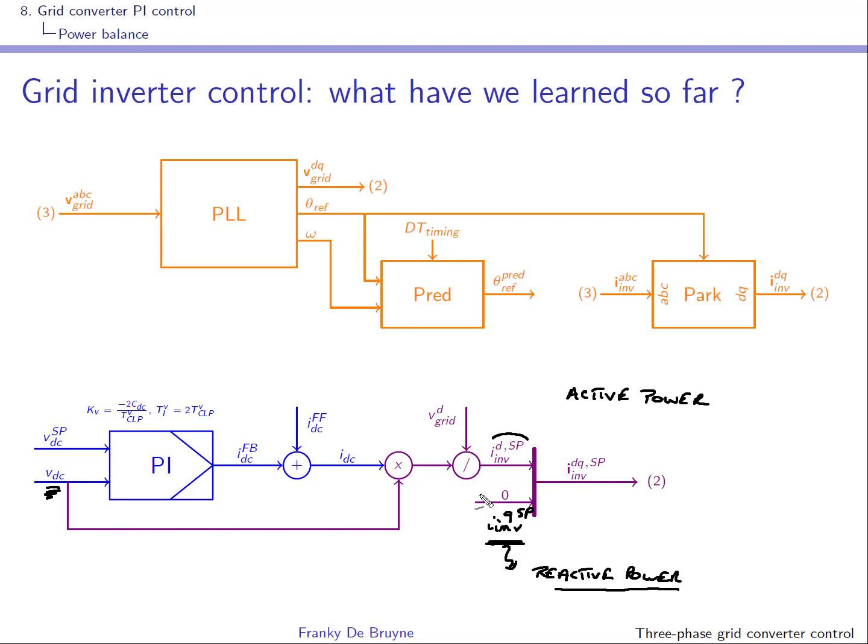I've set 0 over here, but you can of course use any value of current. Of course you don't have to go above the limits of the inverter. And this will cause reactive power that will not influence the DC bus control. So you can use that to test your grid coupling.